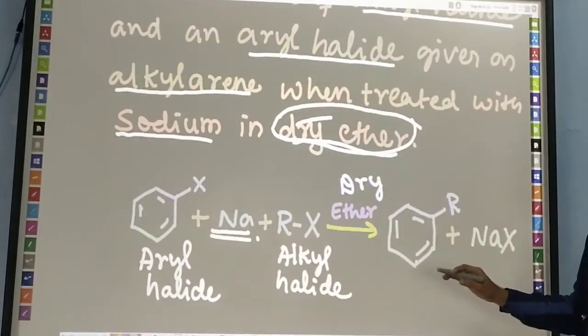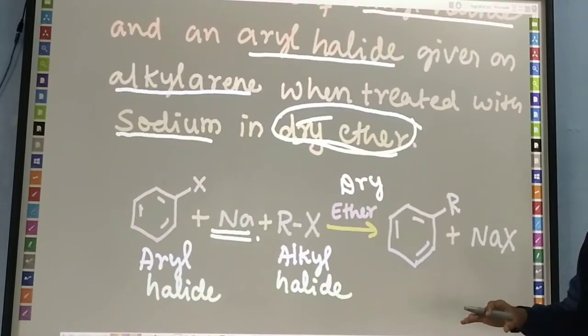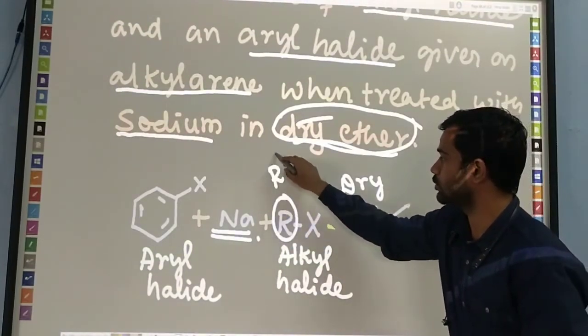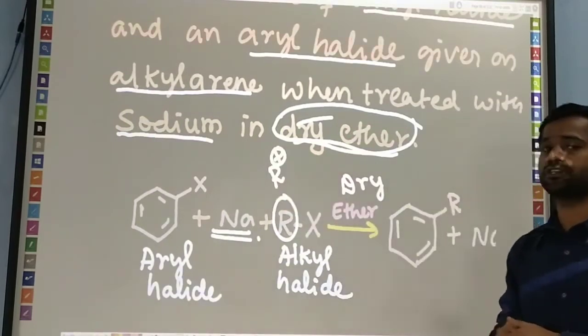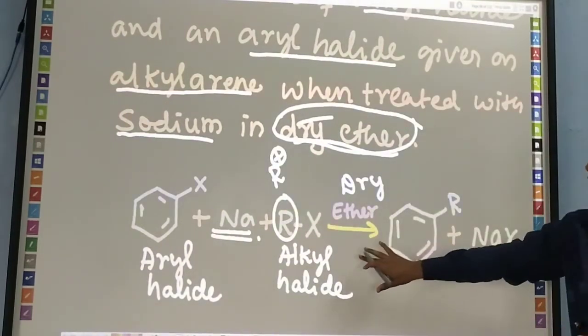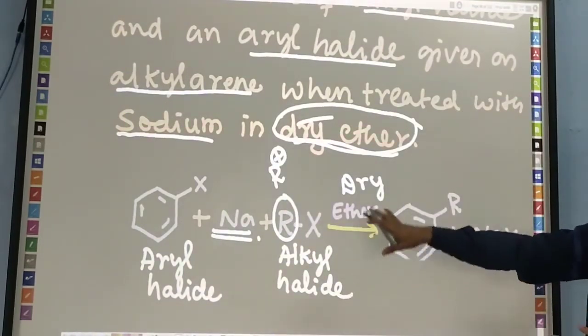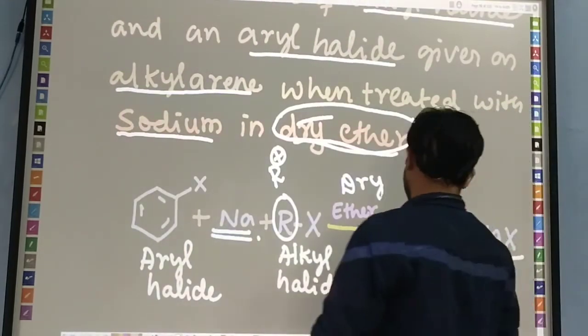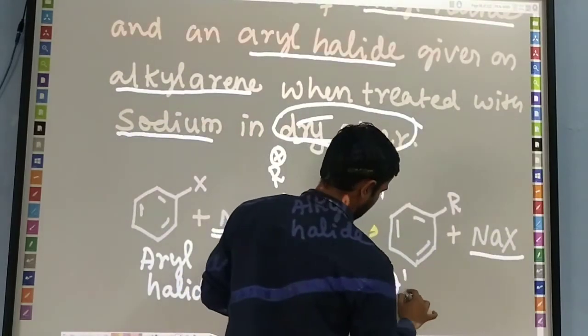Your electrophile here is R plus, known as a carbocation, which is generated in the case of the Wurtz-Fittig reaction. The product is going to be formed like this. This is known as alkyl arene. There will be a salt generated here. What is the name of this? This is known as alkyl arene.